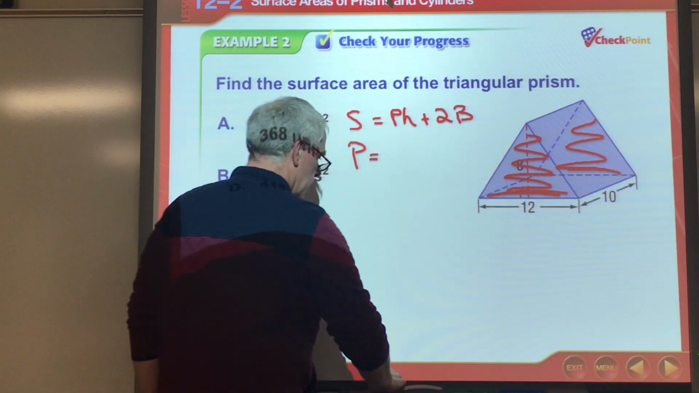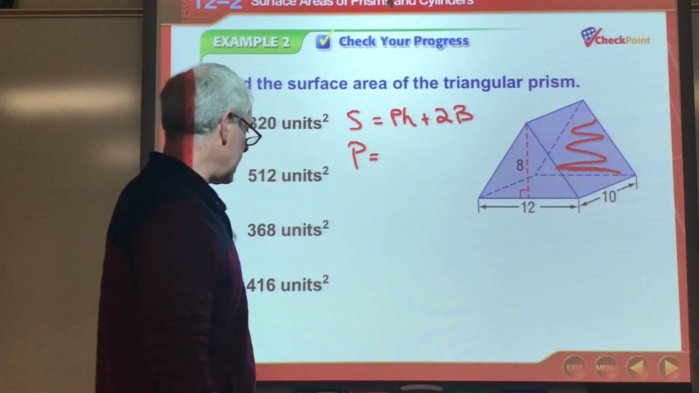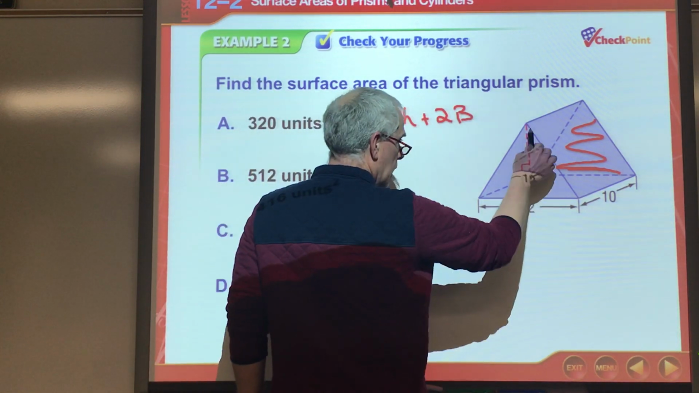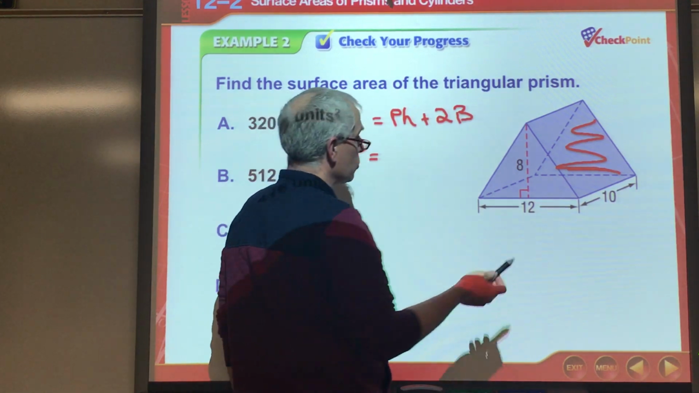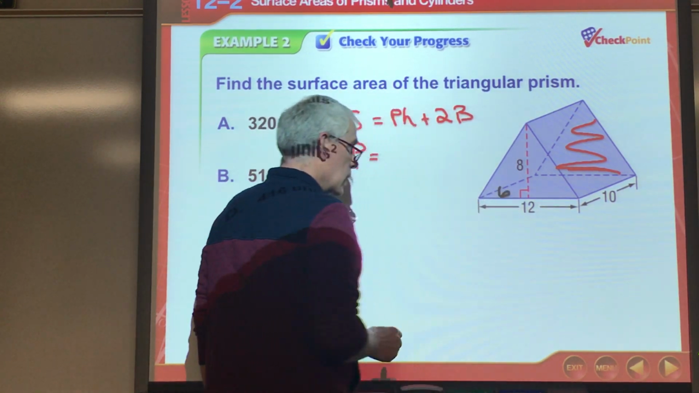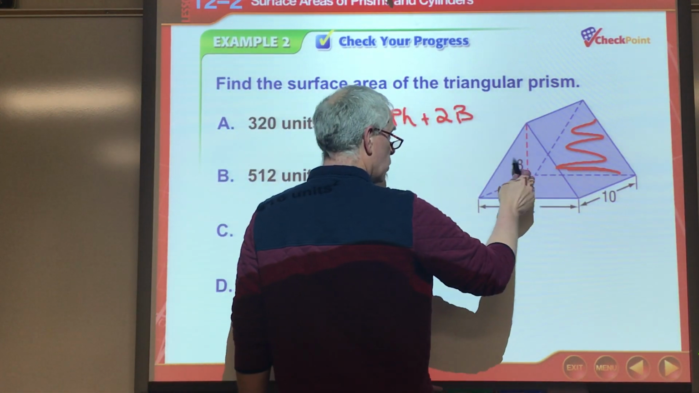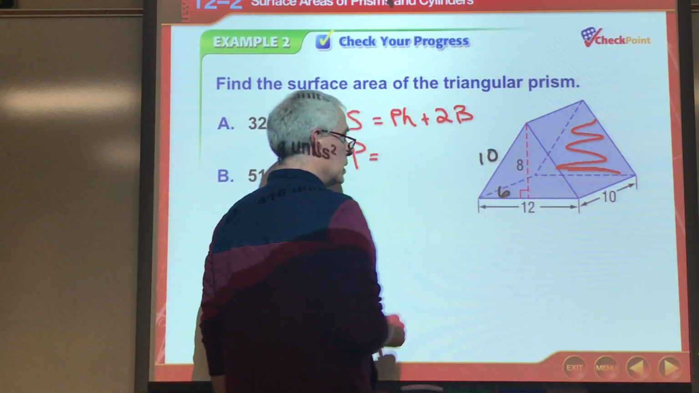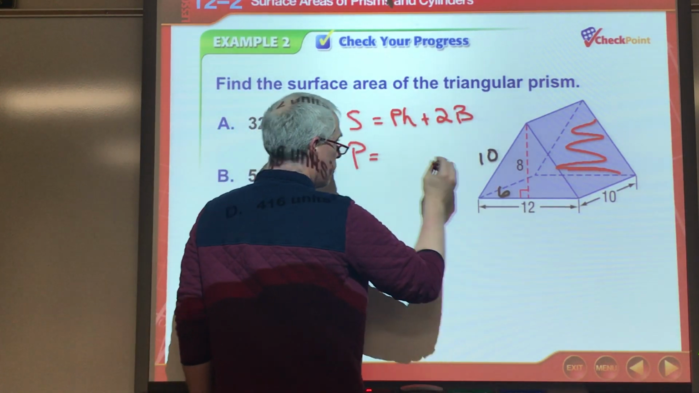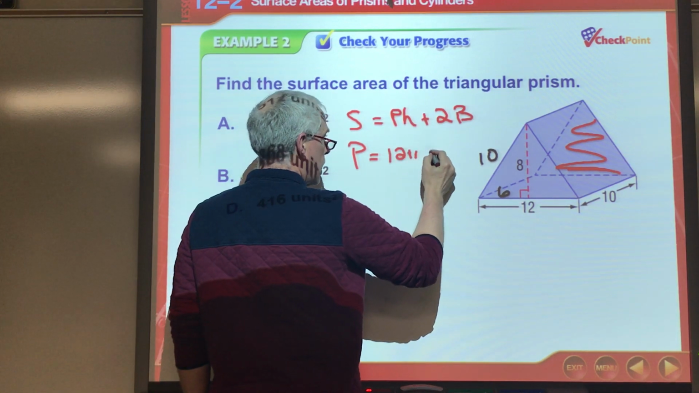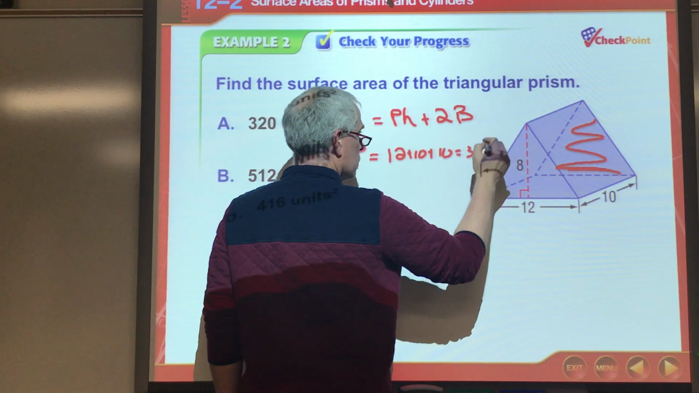They drop down that 8 as a height, and it looks like it's dividing into two equal parts. They don't say it's isosceles, but I think we have to assume it here. So this is 6. If you use the Pythagorean theorem, 6 squared plus 8 squared is 100, so this side would have to be 10. And that makes my perimeter 12 plus 10 plus 10, or 32.